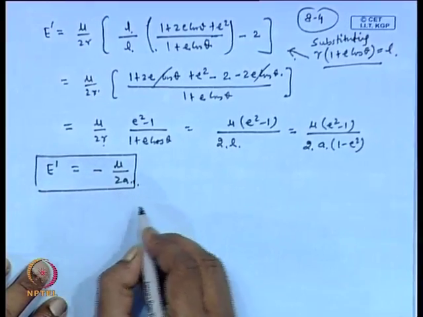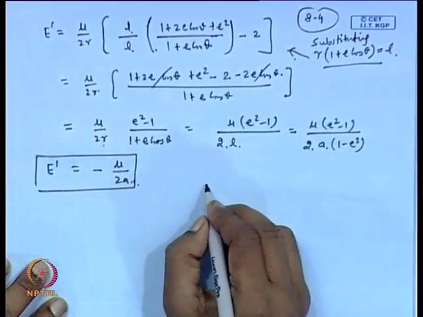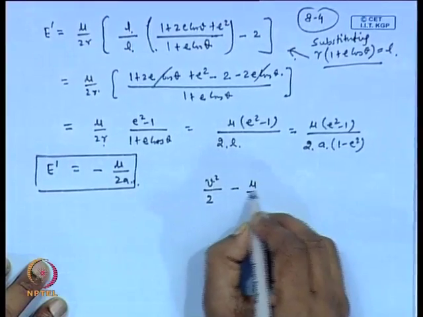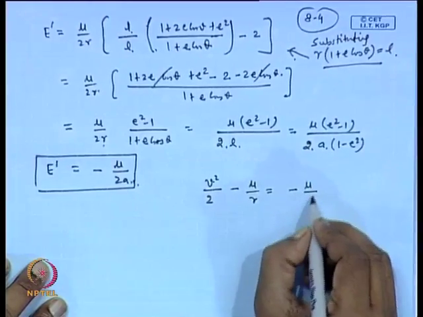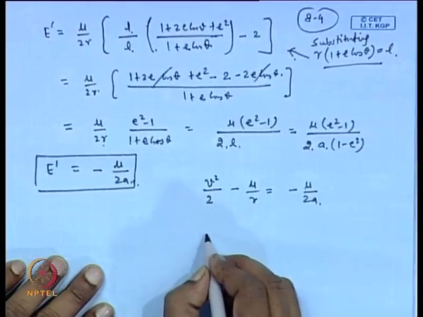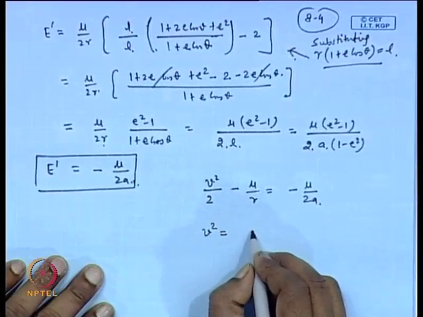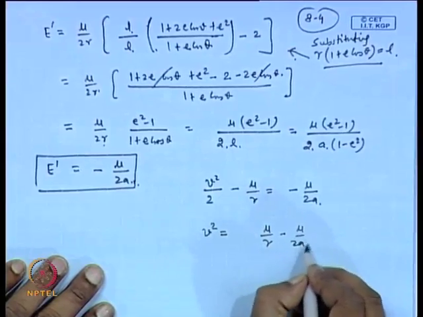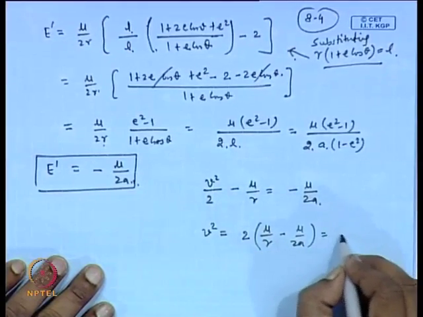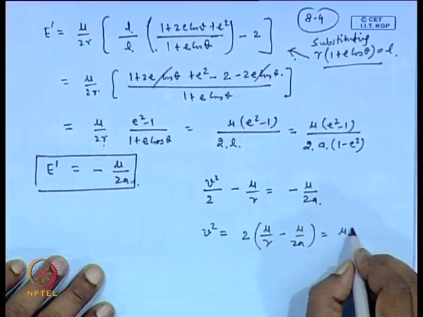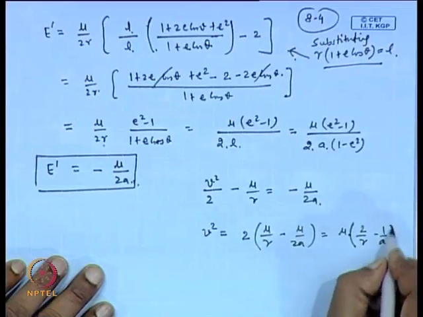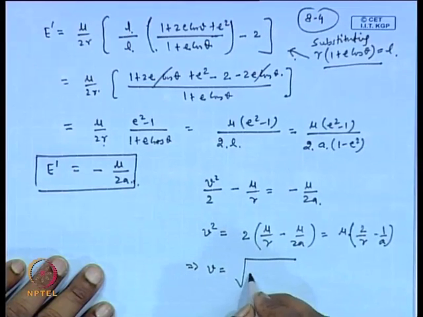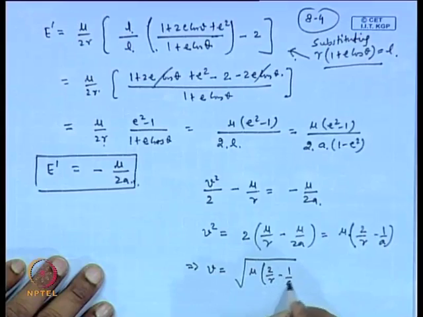So, once we know this quantity that E prime is equal to minus mu by 2a, our original equation we can write as V square by 2 minus mu by r is equal to minus mu by 2a, and from here if we resolve it, this can be written as mu by r minus mu by 2a times 2. So, taking out the mu outside, taking 2 inside, this is 2 by r minus 1 by a, and this implies V is equal to root of mu times 2 by r minus 1 by a.